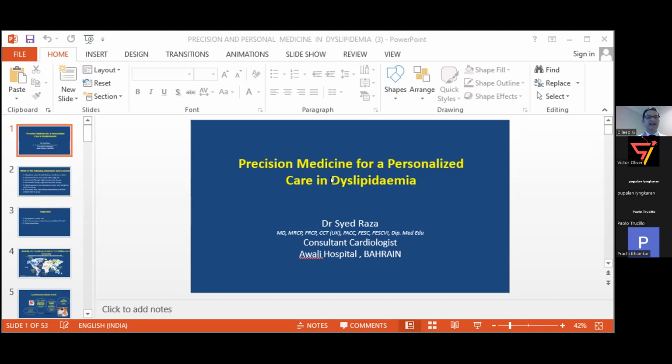So in the market, there are mainly two, but there are a few more in the pipeline. So it is alirocumab and evolocumab. So these are the two PCSK9 inhibitors we have. And the FDA has approved indications: familial hypercholesterolemia, primary hyperlipidemia, and secondary prevention of cardiovascular events. And these are the doses that are mentioned here.